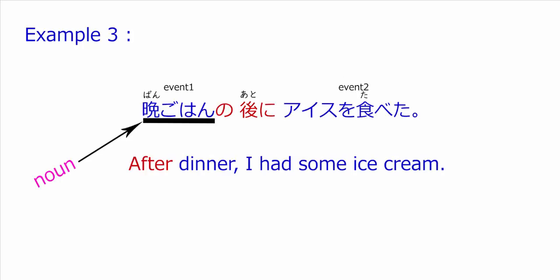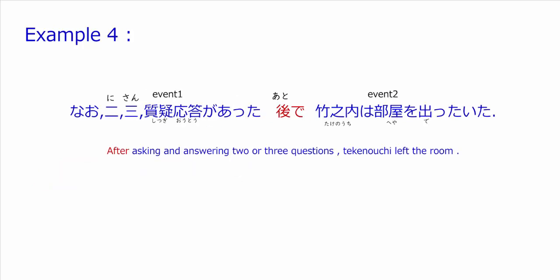The third sentence. 晩ご飯の後にアイスを食べた。Here, a noun comes and then a no. Just memorize it. And then ato ni. Again, ato ni is for focusing on the time the second event starts to happen. And aisu is the short form of ice cream. Now let's see the fourth sentence.